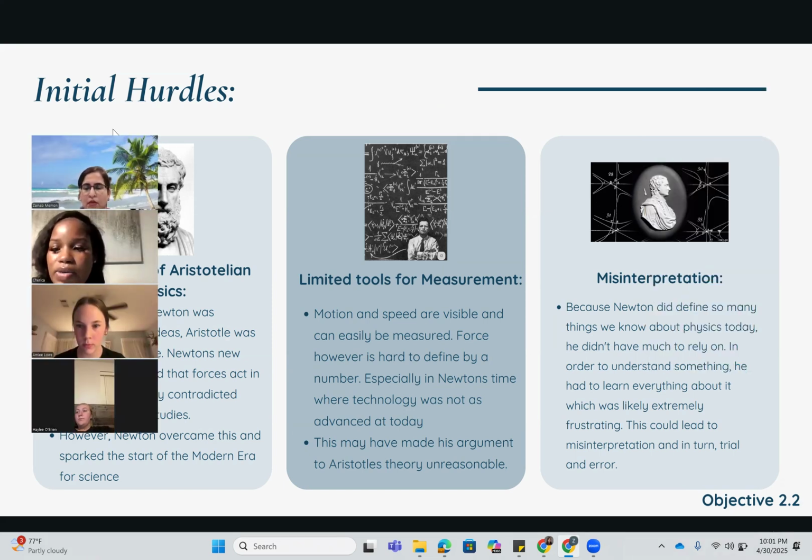Misinterpretation. Because Newton did define so many things we know about physics today, he didn't have much to rely on in order to understand something. He had to learn everything about it, which was likely extremely frustrating. This could lead to misinterpretation and, in turn, trial and error.